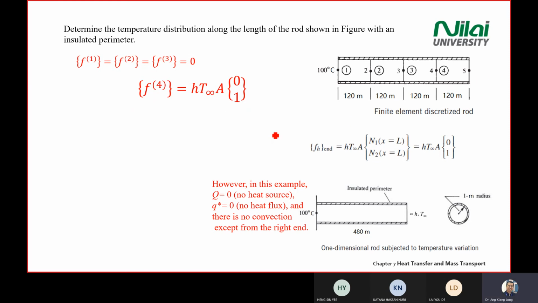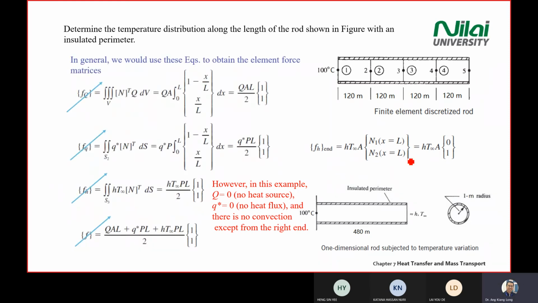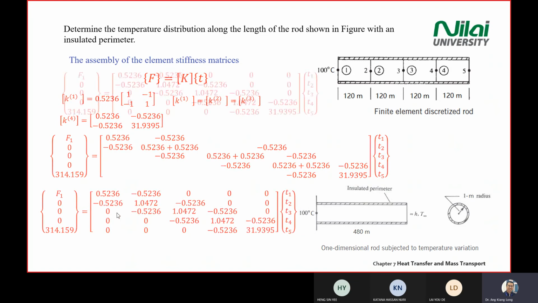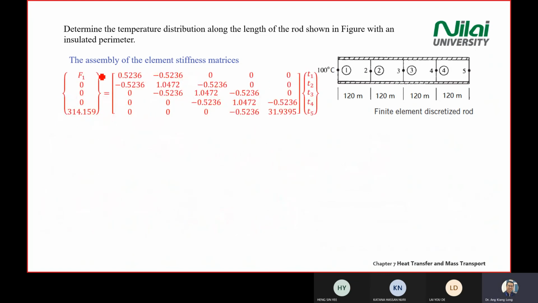Because you have an open-ended, you use this equation to find the 314 watt just now. So you put it inside the matrix and then you solve. You have 5 equations here. You try to solve. So I'm going to introduce you to one new method or strategy. So pay attention. A little bit different from the previous chapter. So we are making full use of the boundary condition in the following steps.